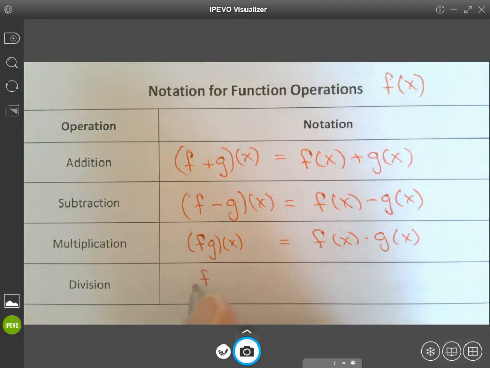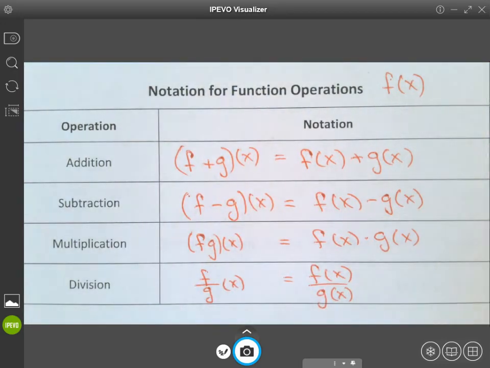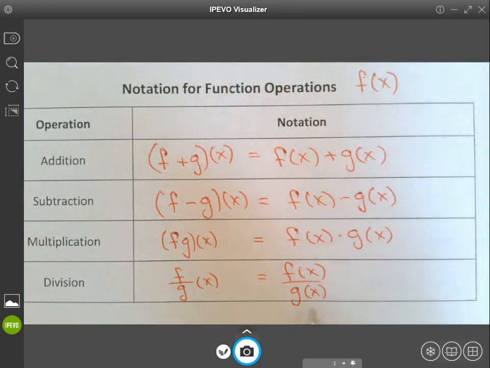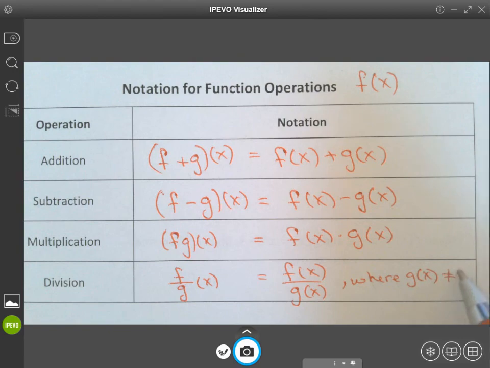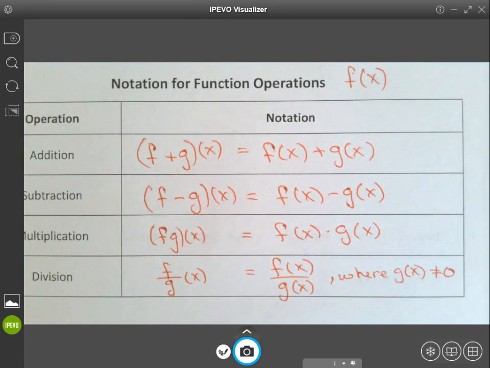Division, f divided by g of x, is the same as taking the function f of x over the function g of x. Now, you also need to be careful with division. It means you're going to have something in the denominator, right? So we would also define that the function g of x cannot be 0. Why can't the function g of x be equal to 0? Well, I think I heard it. It's undefined because it's a domain restriction, right? The order does matter with subtraction and division. So don't be fooled if they tell you to find g of x minus f of x. You have to think about the order too, okay?